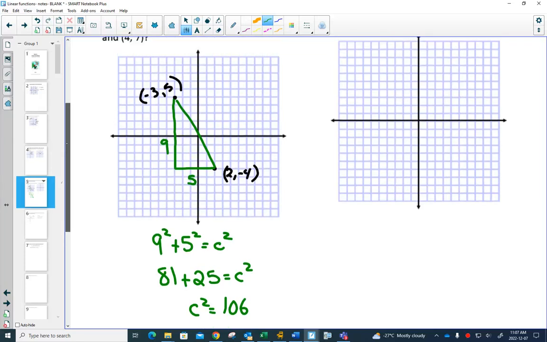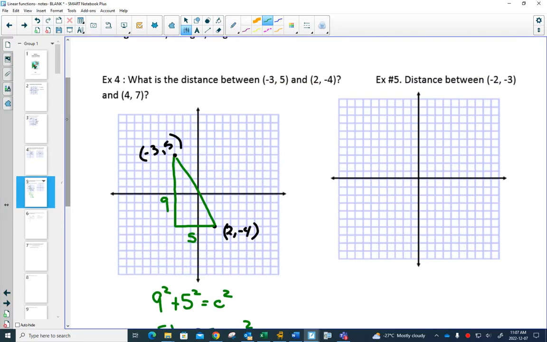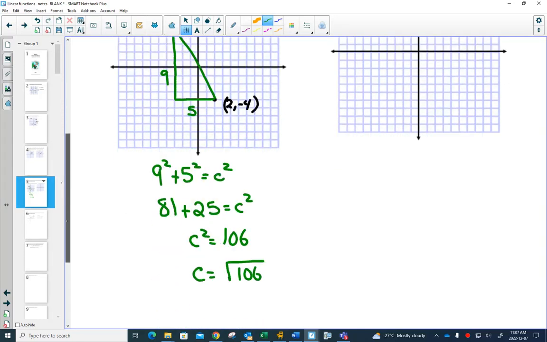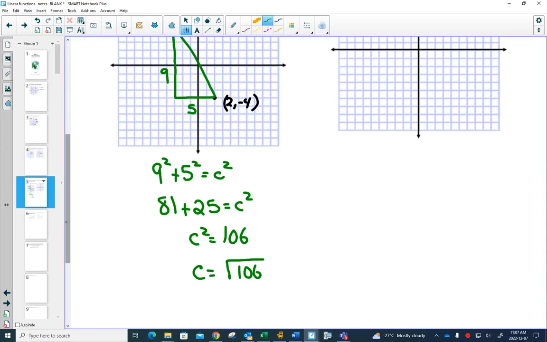For the second one, what are the 2 points you want to find? So you just leave it as square root of 106. Yeah, you would just leave it as square root of 106. Sometimes if you wanted to actually figure that out, you could change it to a decimal, it'd be 10 point something. But you could just leave it as the square root of 106.